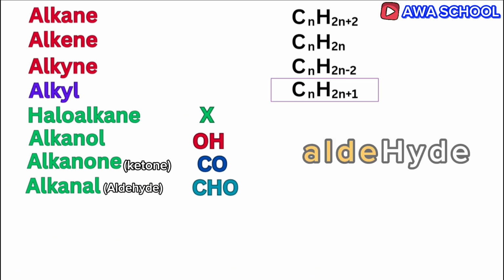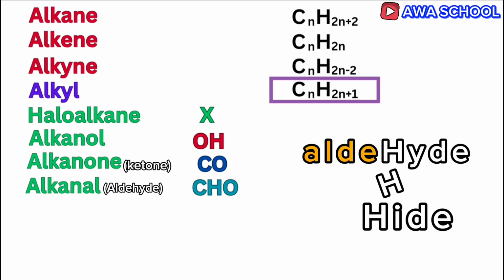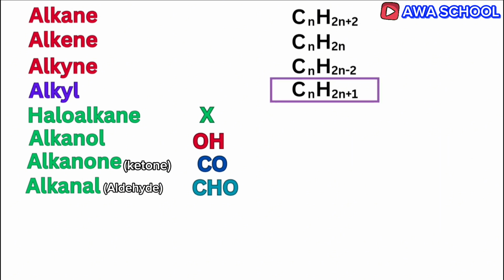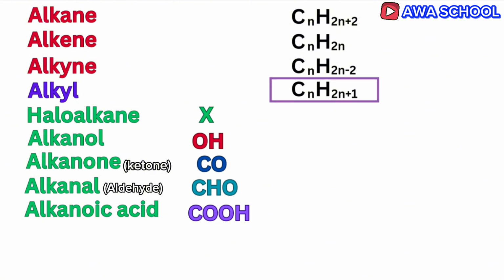Aldehyde. The H for aldehyde, they hide. The H, they hide. And look at the functional group, aldehyde. The H is hiding in between C and O. But for alkanone, you don't have the H hiding in between the C and O. As a matter of fact, for alkanone, there is no H in between C and O. That's why we pronounce it as alkanone, CO. Exactly. And then we have the alkanoic acid, and alkanoic acid is COOH.